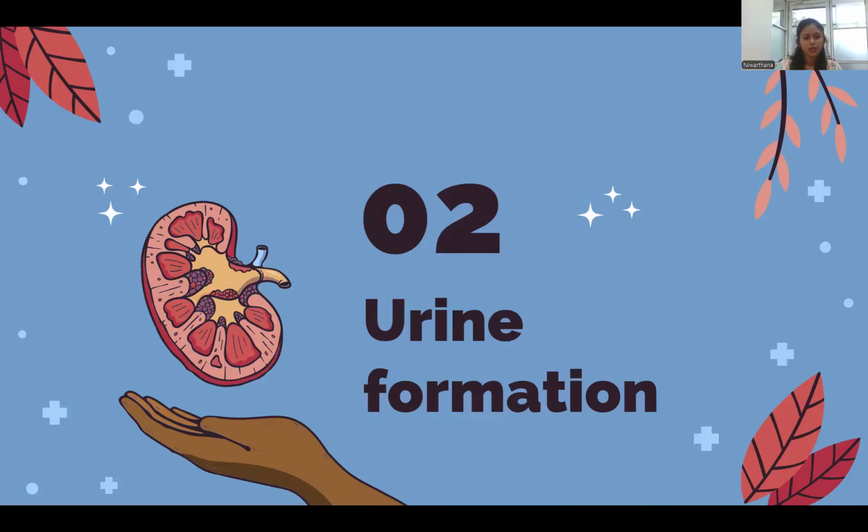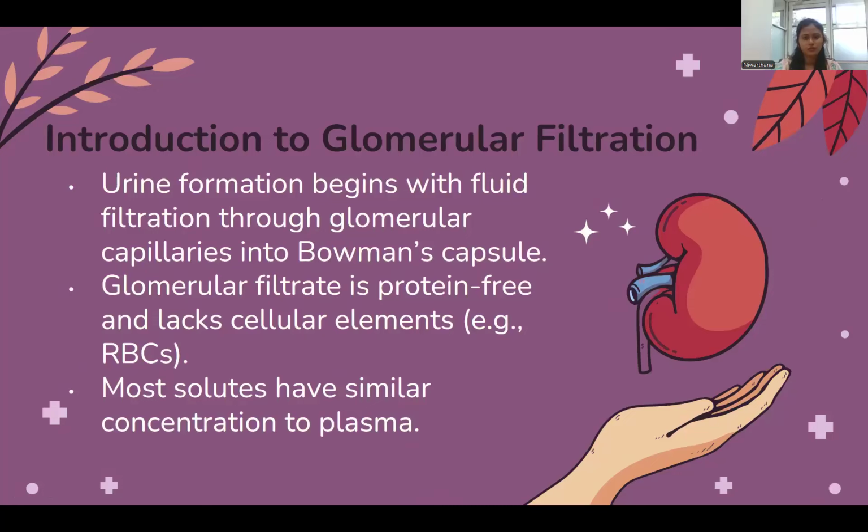So we're going to talk about urine formation. Introduction to glomerular filtration. Urine formation, as we talked, begins with fluid filtration through the glomerular capillary into Bowman's capsule. The glomerular filtrate is protein-free and lacks cellular elements like red blood cells. As we talked about in previous slides, most solutes have similar concentration to plasma.